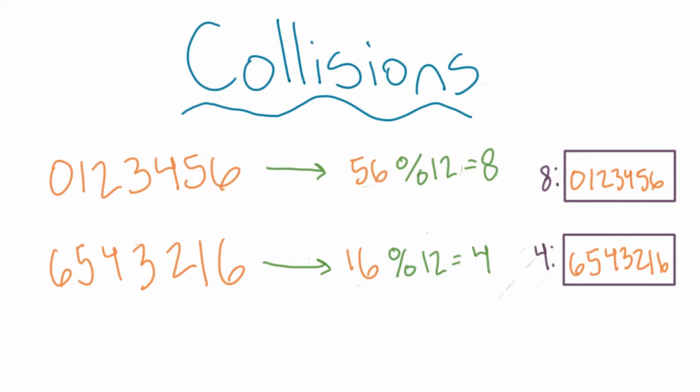The first is to change the value in your hash function, or to change the hash function completely, so you have more than enough slots to store all of your potential values.